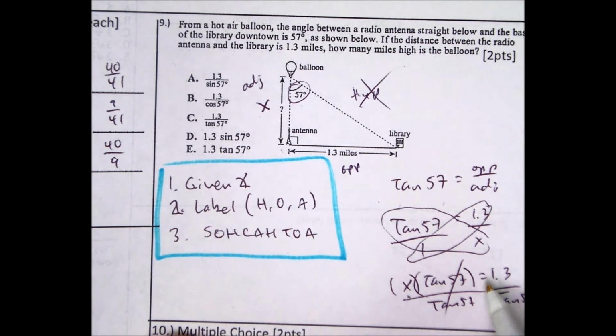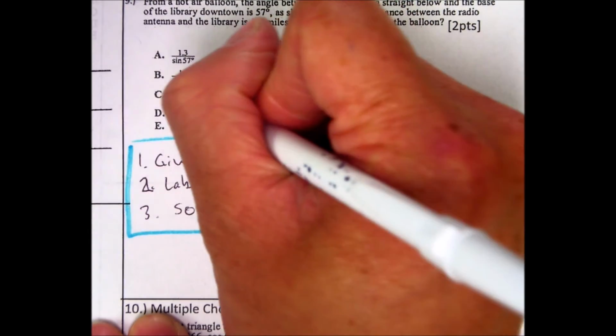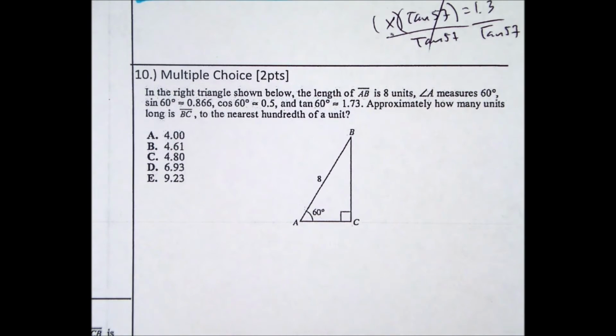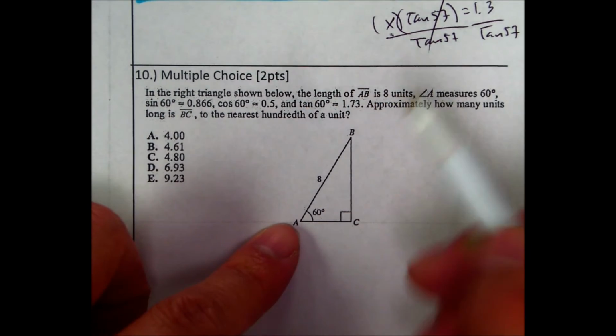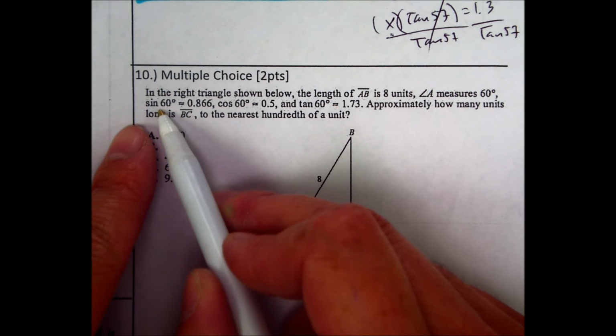And you get x equals 1.3 over tan 57. And that will be choice C is your answer. Question number 10. In the right triangle shown below, the length of AB is 8. The measure of angle A is 60. And it tells you 3 trig functions.